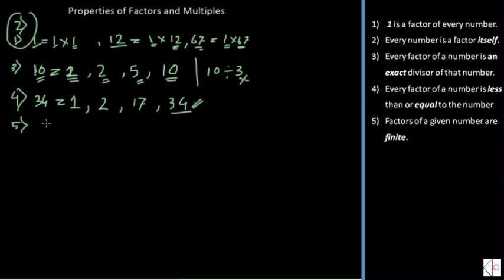Number 5, factors of a given number are finite. Yes, the number of factors is finite. That means we can count the number of factors, whatever the value. Here in case of 10, we got 4 factors. If we take other numbers like 34, it is also 4.